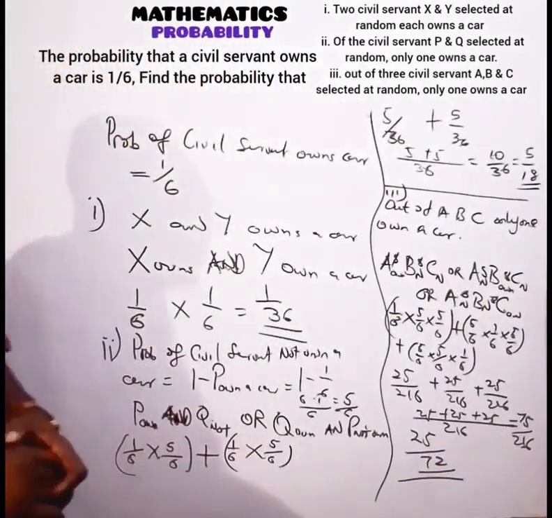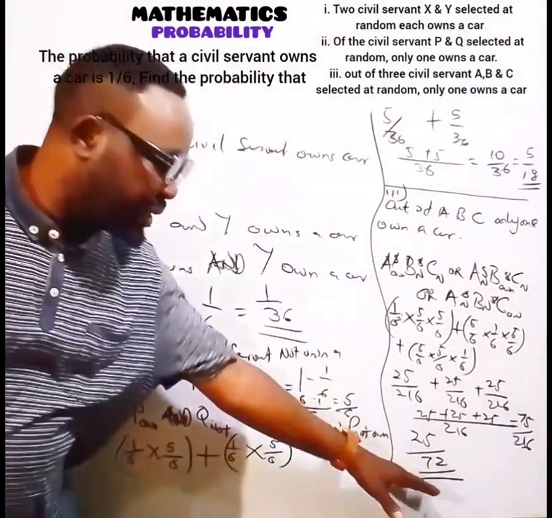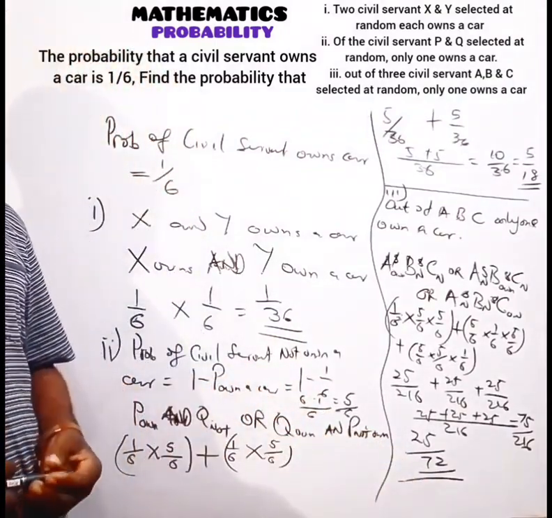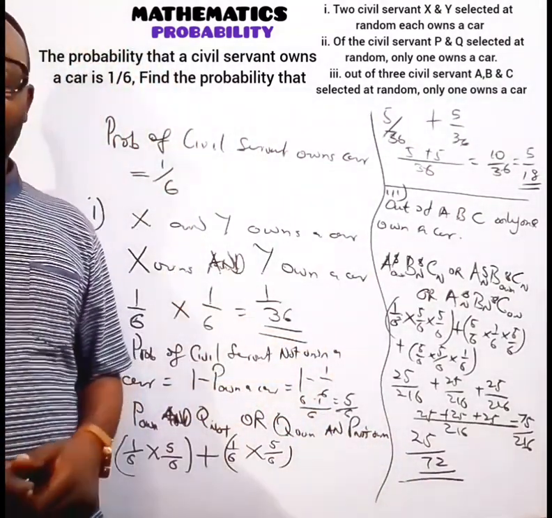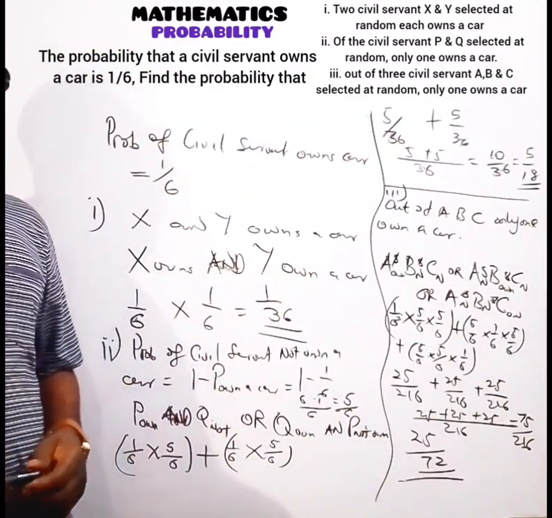25 over 72. That's the answer when only one of the 3 civil servants selected owns a car.